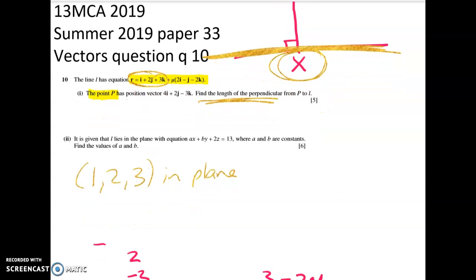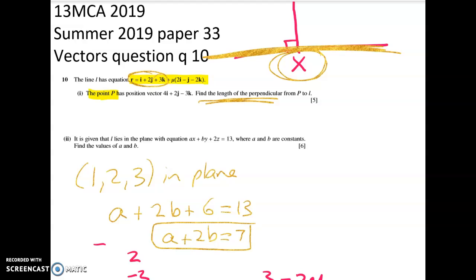That means that A plus 2B plus 6 must equal 13. So A plus 2B is equal to 7. Right, now what can I do to find another equation in A and B?